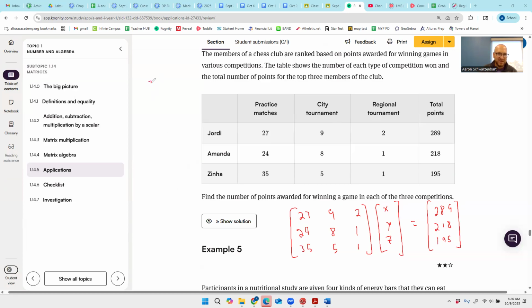And we get 2, 15, 50. 2 points for winning a practice match, 15 for winning a match in the city tournament, 50 for winning a match at the regional tournament. Which kind of makes some sense. You could have also done, like you might have done in pre-calc, reduced row echelon form.